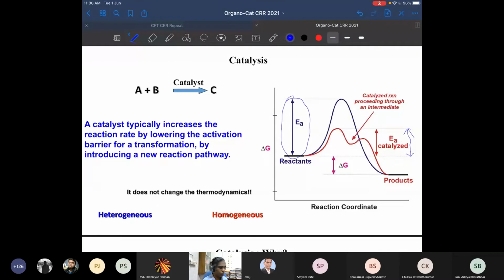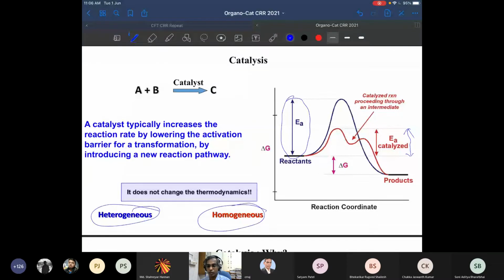As a result, your activation energy decreases. The reaction may take different paths. One thing you need to remember: it does not change the thermodynamics. The thermodynamics remains the same. The catalyst does not change the thermodynamics. Now, when we talk about catalysis, there are two categories: heterogeneous and homogeneous.